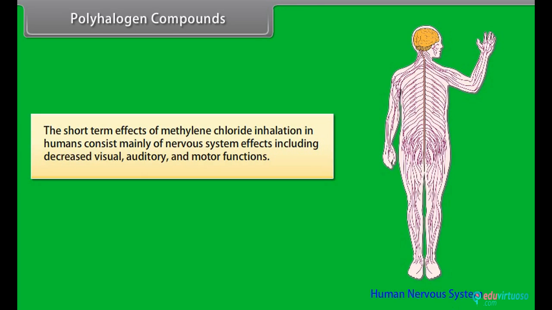The short-term effects of methylene chloride inhalation in humans consist mainly of nervous system effects, including decreased visual, auditory, and motor functions.